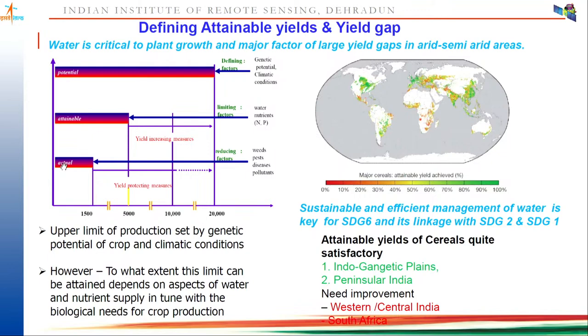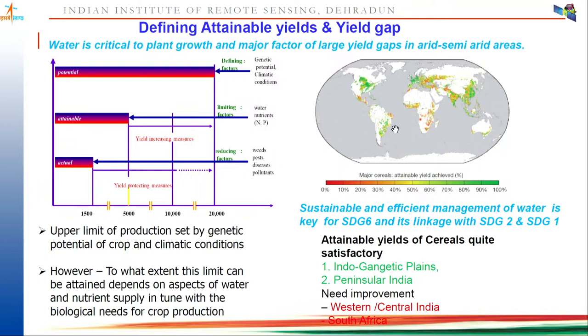So there is a yield gap, potential minus actual. There is a very large yield gap. This yield gap is widening with climate change. Climate change is going to increase temperature, reduce water availability, and also affect growth and development. So finally, there will be a large-scale widening of the yield gap.